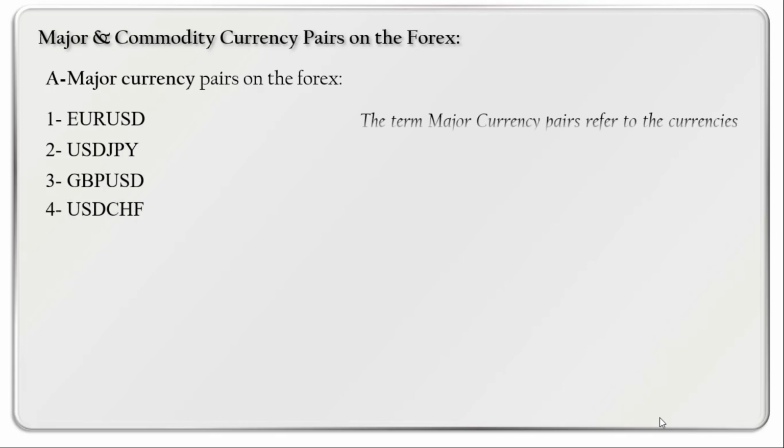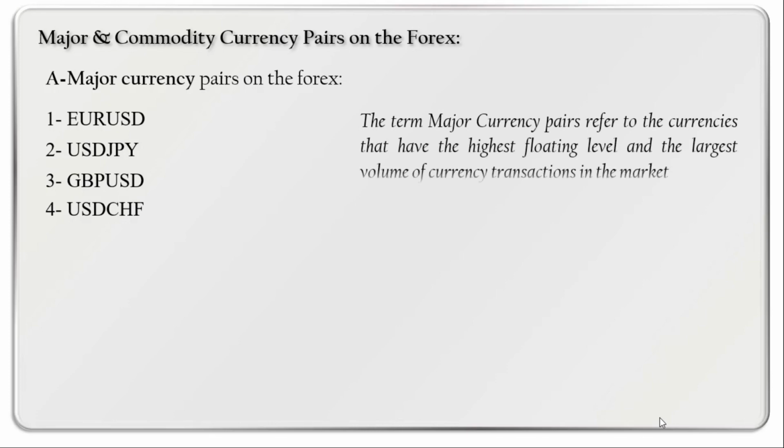Major and commodity currency pairs on the Forex. A. Major currency pairs on the Forex. 1. EUR/USD. 2nd. USD/JPY. 3rd. GBP/USD. 4th. USD/CHF. The term major currency pairs refers to the currencies that have the highest floating level and the largest volume of currency transactions in the market.